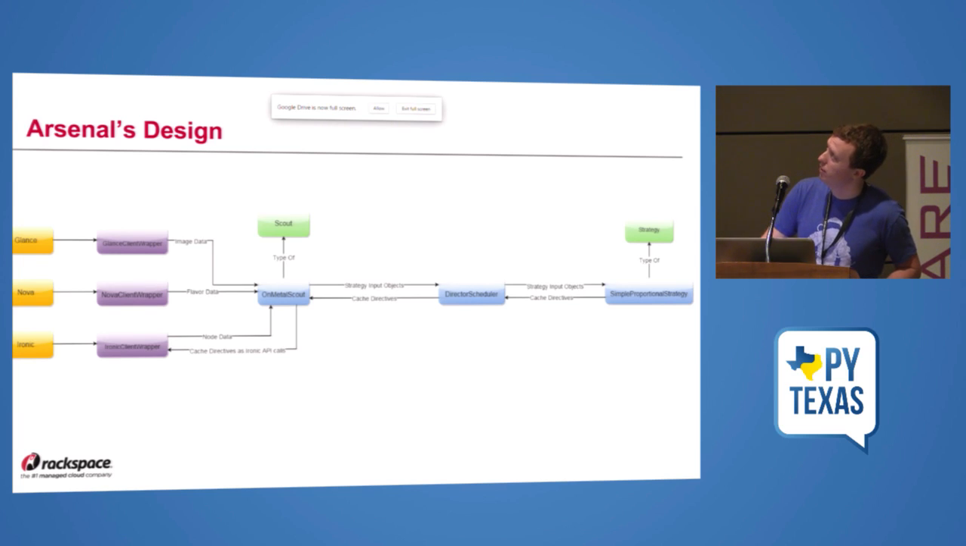So here's a slide that kind of outlines Arsenal's design, although I'm not sure how easy it is to see on this screen. But basically, I've separated the concerns of the service so that you have the strategy on one side, which is dealing with internal decision making, and you have what I call the scout on the other side, which tries to deal with just the outside world, collect information, and then it passes this information back and forth through the director scheduler, which is the main service that runs.